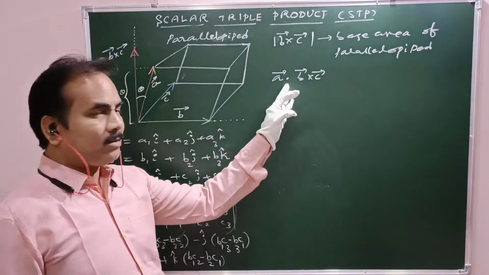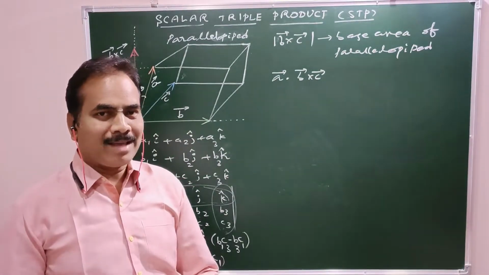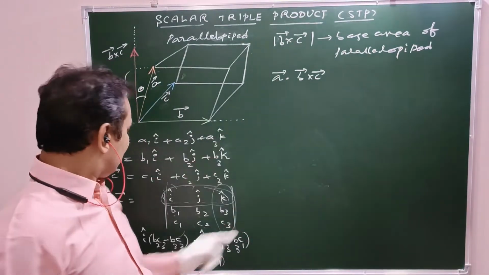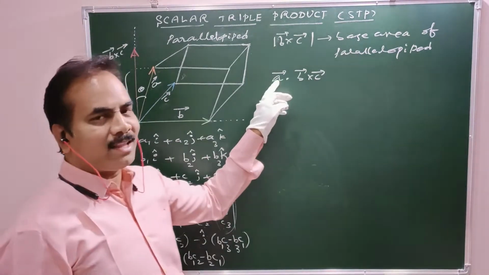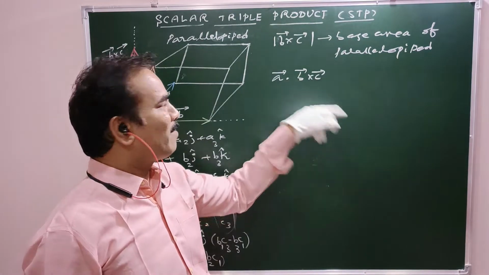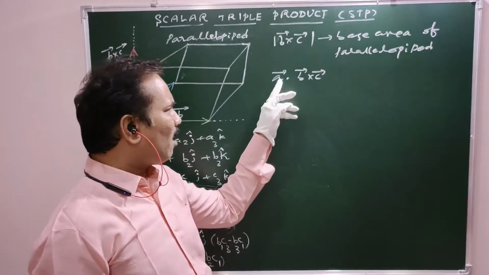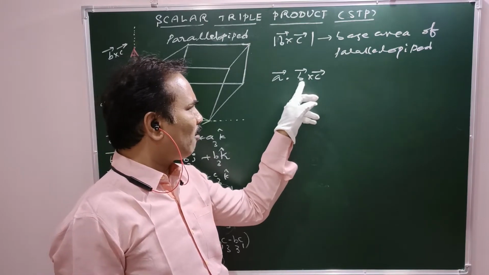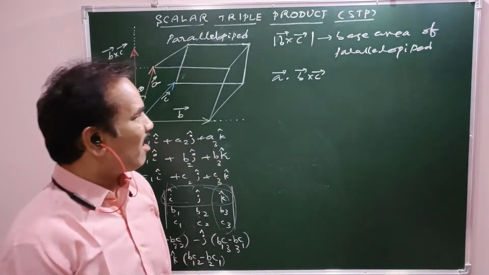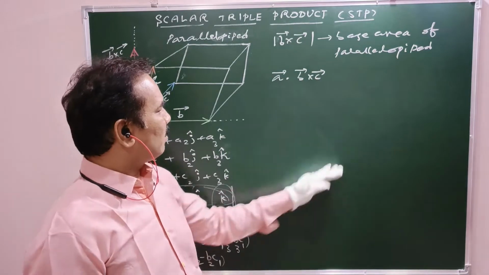See, to get a scalar triple product, we have to consider three vectors. We have two vectors already, B bar, C bar. One more vector, that is A bar. I am taking A bar dot B bar cross C bar, the dot product of A bar with the result of the cross product of B bar and C bar. Okay, that is A bar dot B bar cross C bar.